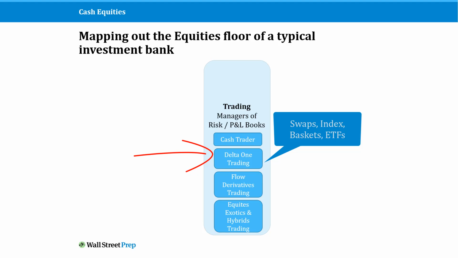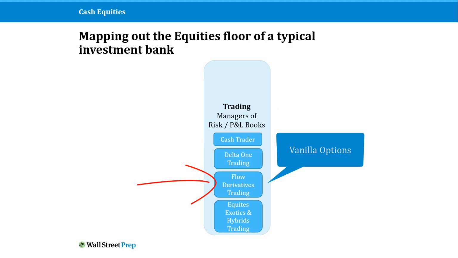We'll talk more about that in our Delta One course for those of you continuing on to that. Then we'll have a flow derivatives trader who trades regular or vanilla options, and we'll talk more about that as well in our options theory course.